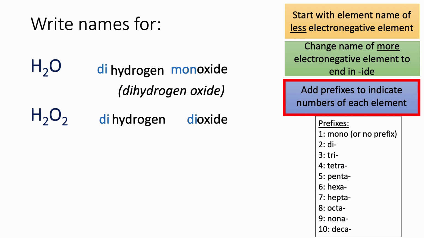So here you can see why we need these prefixes, because we can't rely on charges. So we have two sets of the same elements, but in different numbers. And so we have two systematic names that distinguish between the two compounds.